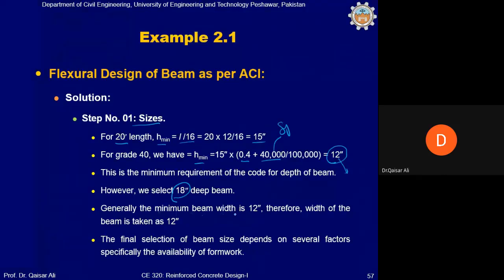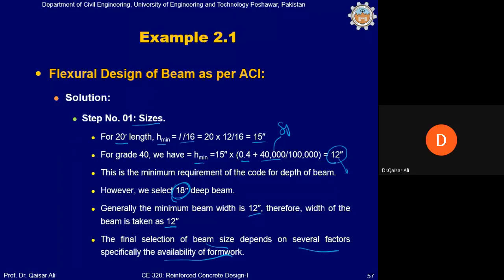Generally the minimum beam width is 12 inches, therefore the width of the beam is taken as 12 inches. So a 12 by 18-inch beam is selected. The final selection of beam size depends on several factors, specifically the availability of formwork. तो ये जो हम select कर रहे हैं ना, directly हमने 18 inch select किया. It depends on many factors, but mainly it will depend on the formwork availability.